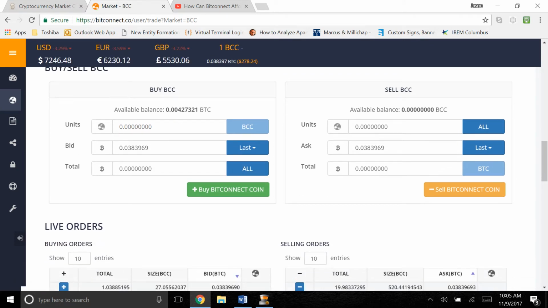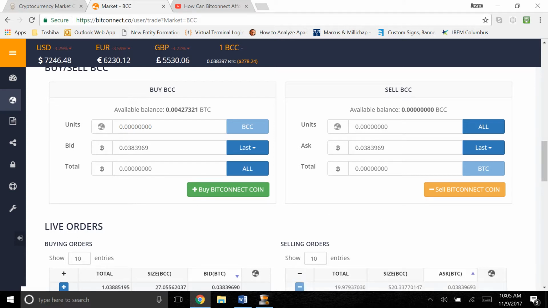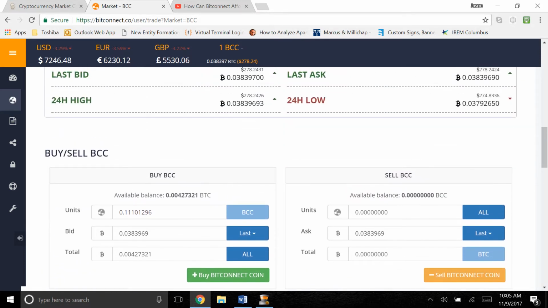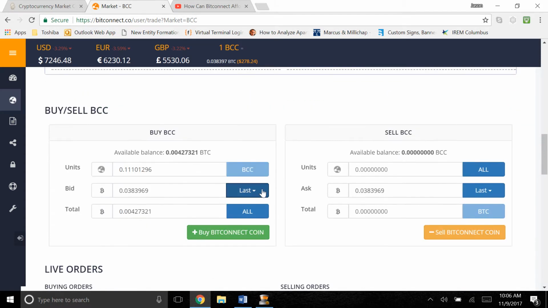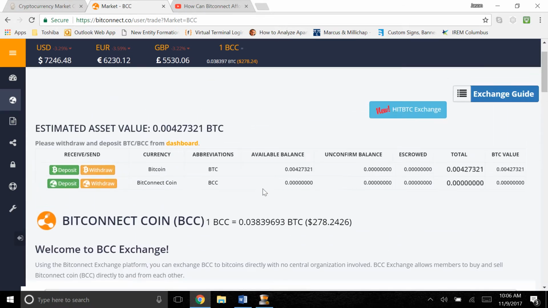So if I have 0.038 Bitcoin in my wallet on here, I can convert that. Like if I just click this all button, that converts it to BitConnect coin, and that's basically how that works, right? So I can convert that into BitConnect coin, and then once it's BitConnect coin, you can then loan it to the robot to trade.